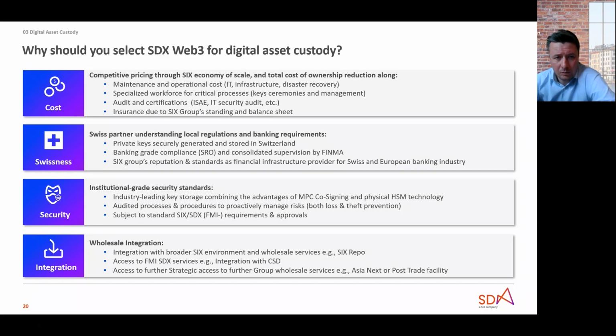Then you also need to consider the specialized knowledge that you might have to acquire in order to run your own custody solution, which is becoming quite expensive in the marketplace, and also not readily available at all times. That's another challenge you need to consider. Obviously, there is the cost around audit and certifications, and also, as I mentioned earlier, the insurance piece. In other words, it's not cheap to run a digital asset custody solution oneself.